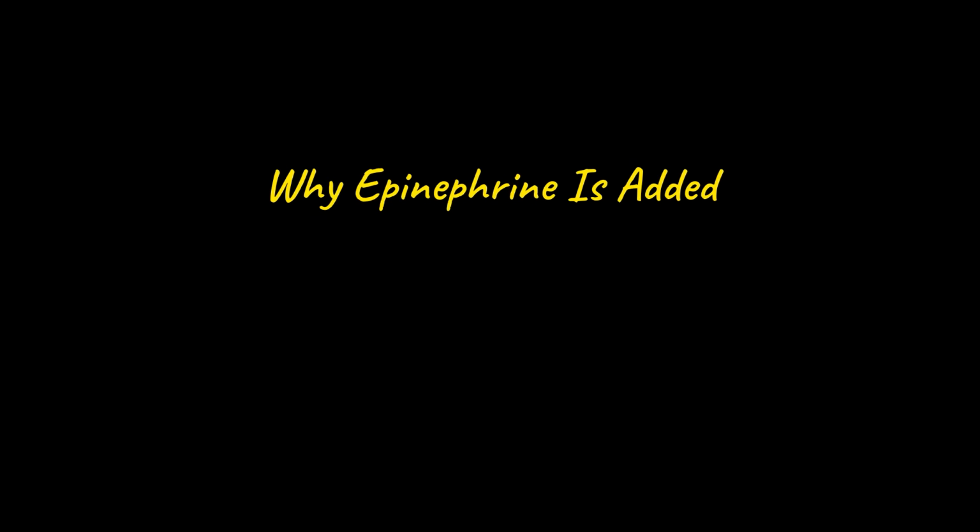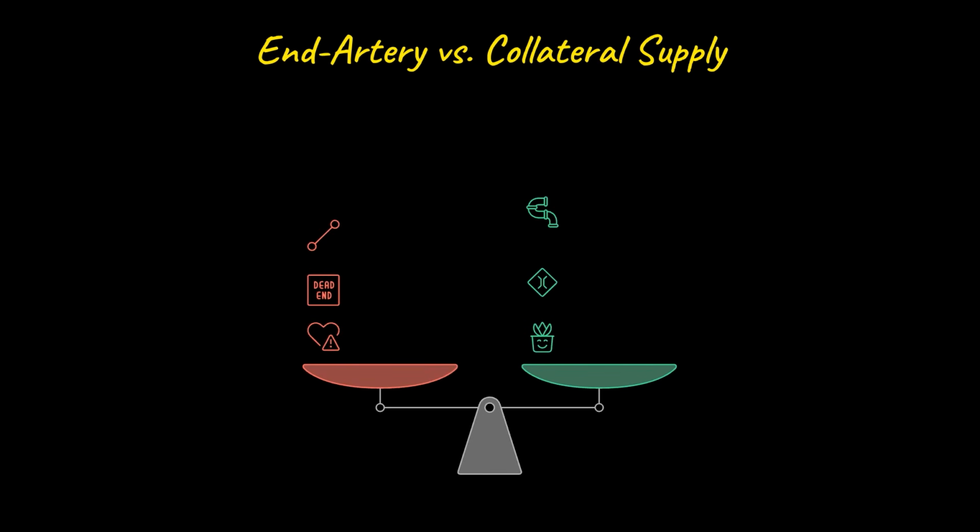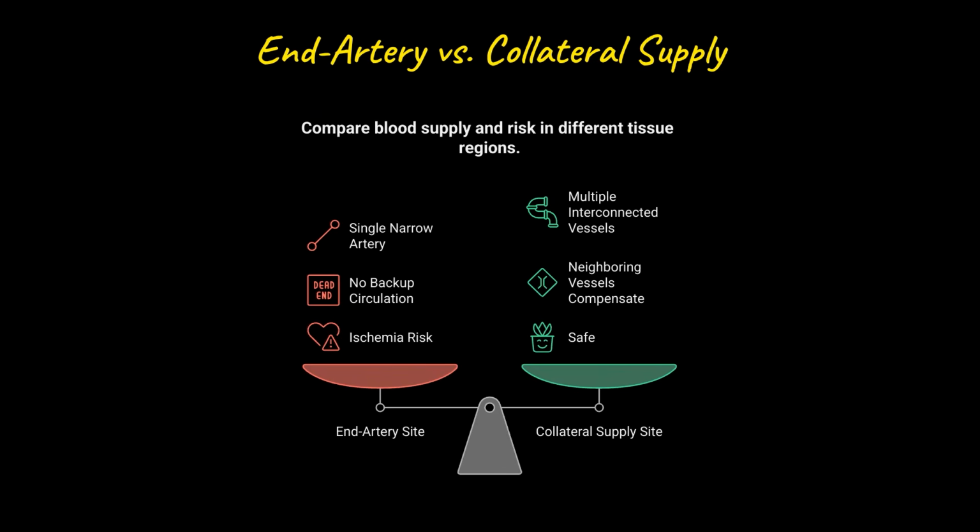The benefits are real. The anesthetic lingers longer, fewer repeat injections are needed, and blood loss at the site is reduced. This works safely in well-supplied tissues because neighboring vessels keep the tissue perfused, even when some are squeezed shut. The danger emerges in end artery sites, fingers, toes, the nose tip, ears, and penis, where a single narrow vessel does all the work.